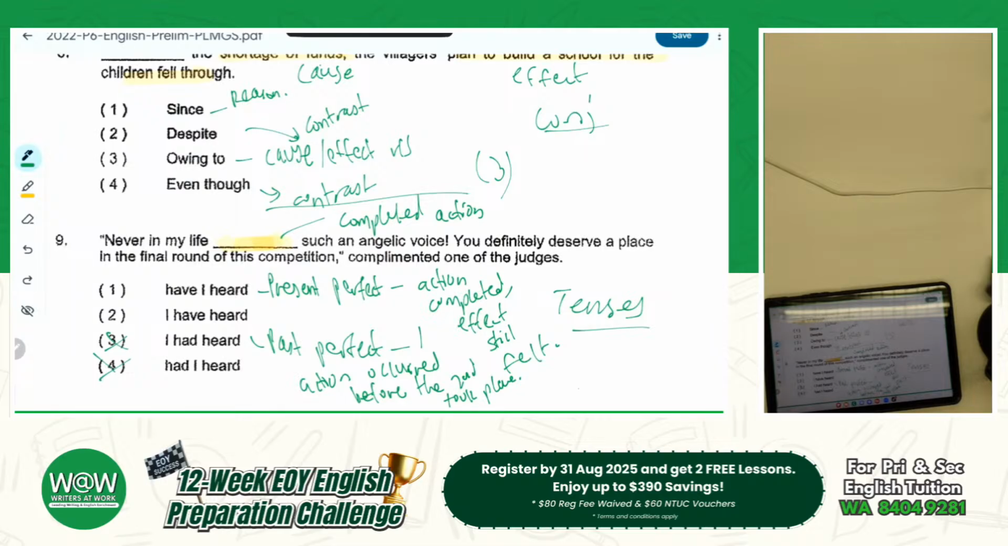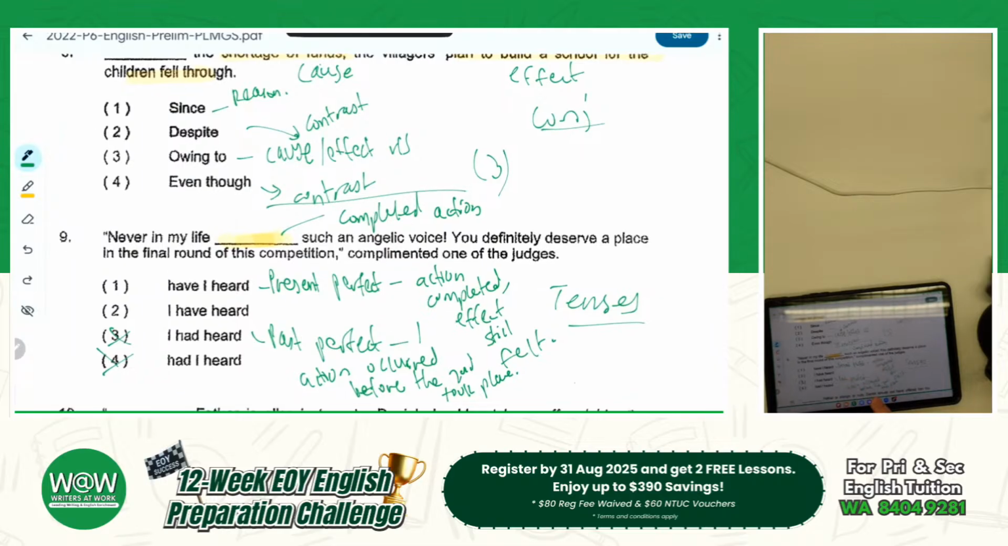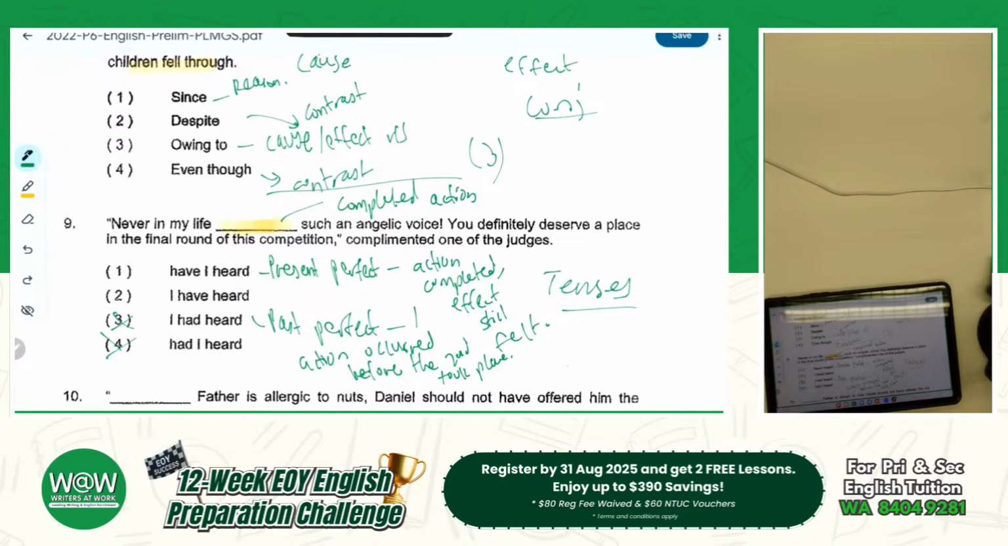Okay, I hope everyone is following me so far. So now we look at number 1 and number 2. Now there's this word here, never. So this will affect how we choose the option actually. Because when there's the word never, it's what we call the subject auxiliary inversion.